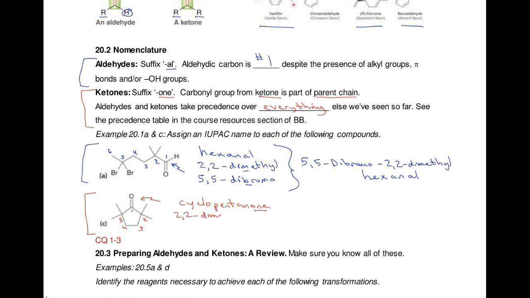and then we have 5,5-dimethyl. But since these groups are all the same, we're not going to use dimethyl, we're going to use tetramethyl. Since these groups are all identical, we're going to call this molecule 2,2,5,5-tetramethyl, and that covers all of our substituents. I'm running out of room, so I'm going to put this down below: cyclopentanone.